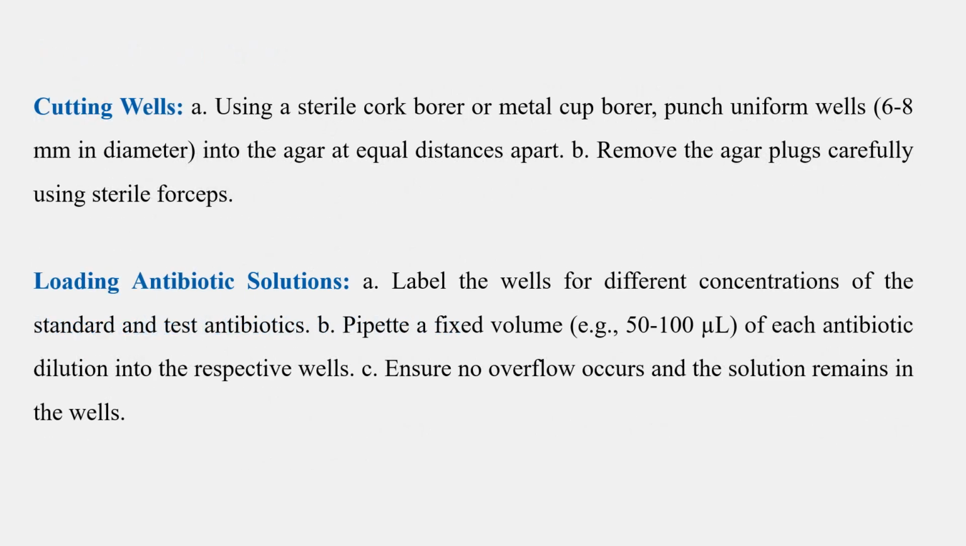Cutting wells. A. Using a sterile cork borer or metal cup borer, punch uniform wells, 6 to 8 mm in diameter, into the agar at equal distances apart. B. Remove the agar plugs carefully using sterile forceps.